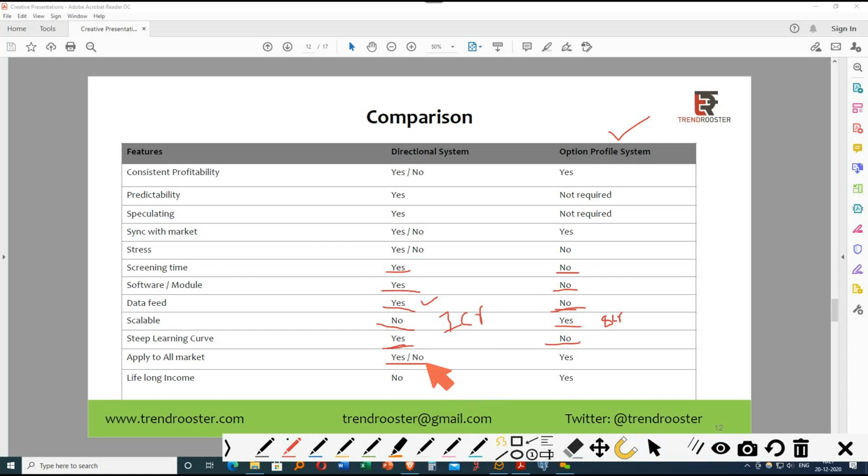You have to create a separate system for commodity. You have to create a separate system for equity. You have to create a separate system for many things. Am I right? Because every asset is moving at a different frequency. No one system will work for everything, is it? At least I have not found any one system that will work on everything, in directional trading at least.